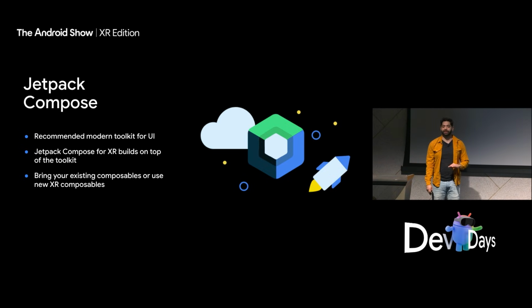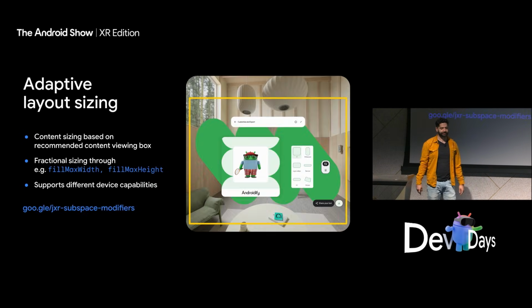Jetpack Compose for XR does not replace, but builds on the existing Jetpack Compose libraries. This enables you to create UI that goes beyond the screen and expands into the third dimension. You can seamlessly bring existing composables to XR and also use new spatialized components.